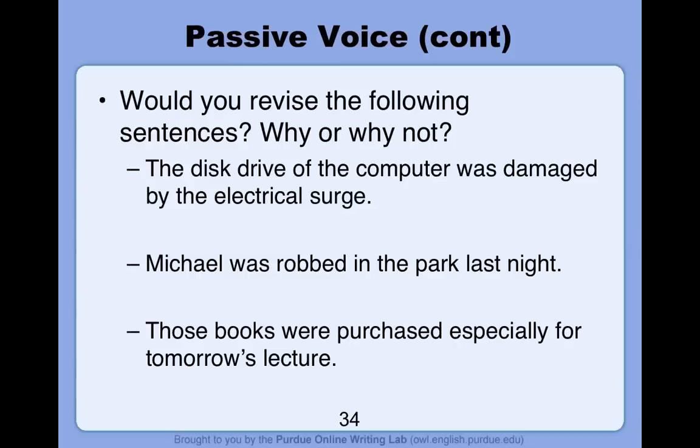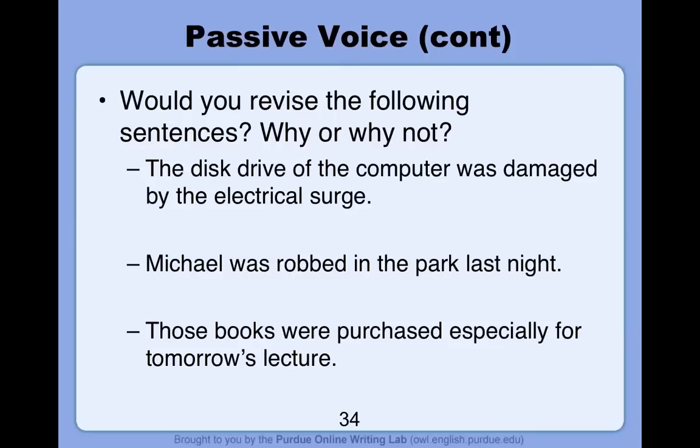Here's the first sentence. The disk drive of the computer was damaged by the electrical surge. The first sentence might be best as a passive construction if the writer wants to emphasize what part of the computer was damaged, the disk drive. The second sentence, Michael was robbed in the park last night, might be best as a passive construction because it emphasizes the fact that Michael, perhaps somebody we know, had something terrible happen to him.